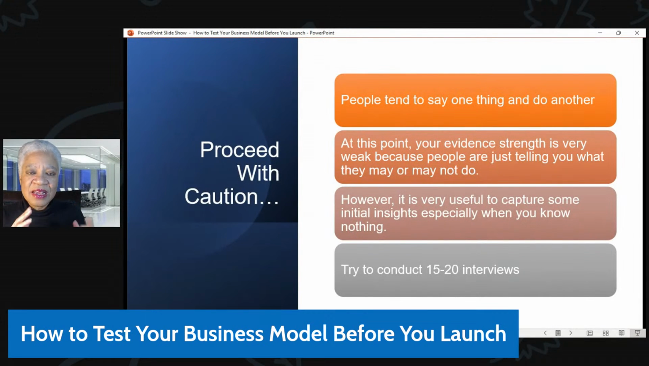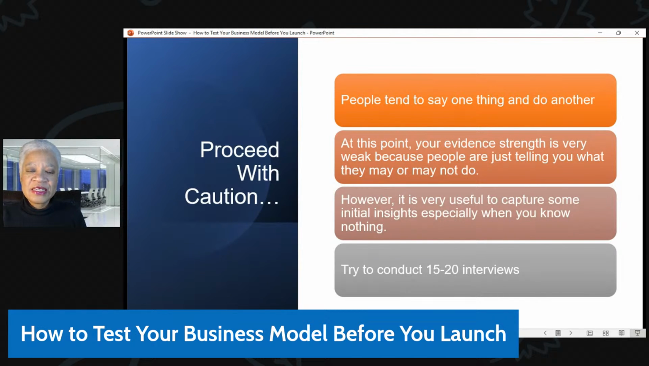That gives you some sense that you could be on the right track. But I want to caution you, make sure you proceed with caution. Why? Because people say one thing and they do another. I can't tell you how many times I've done surveys, I've done interviews with people trying to tweak my own model. People told me they wanted X, and then when I would roll out X, they would not show up. So, word of caution, look at what people do rather than what they say. That bodes well in all areas of life.